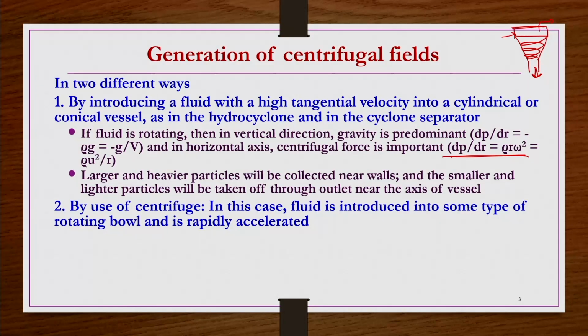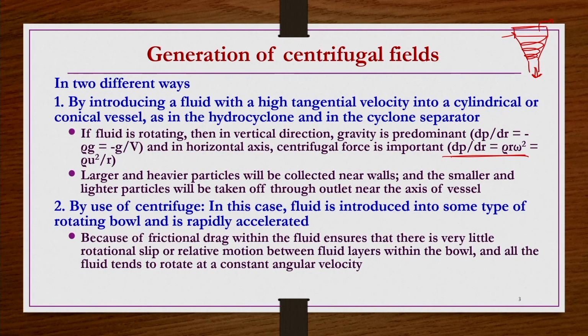The second approach is by use of a centrifuge. In this case, what happens? Fluid is introduced into some type of rotating bowl and is rapidly accelerated. You take a bowl, in that bowl you take this fluid containing particles, and then rotate that bowl at very high rotational speeds. Then what happens? The heavier phase will be thrown towards the wall of the container bowl, and then will be taken away, separated from the other, lighter phase. So, that is the other way of inducing the centrifugal field.